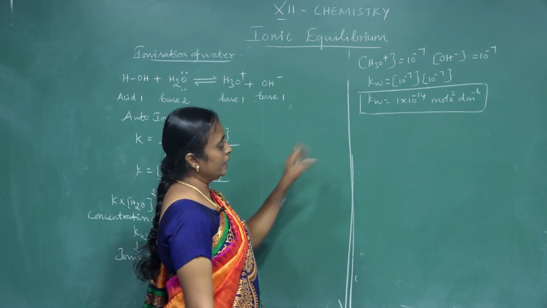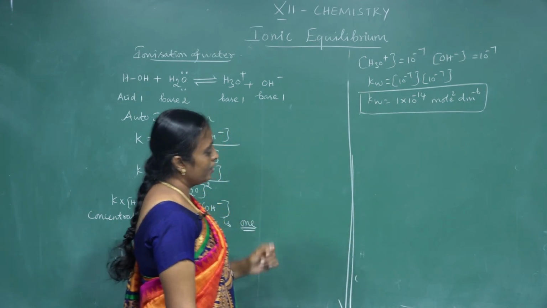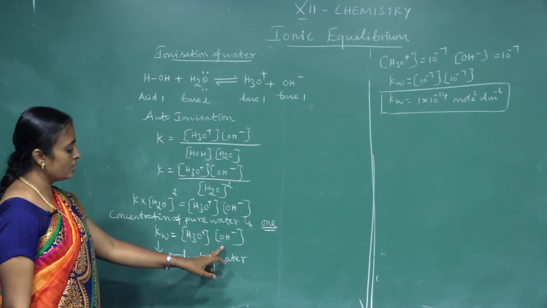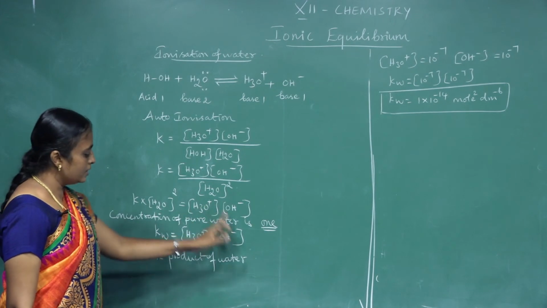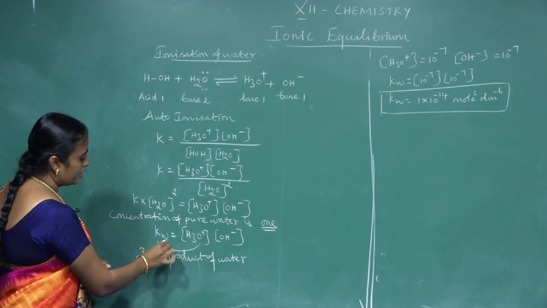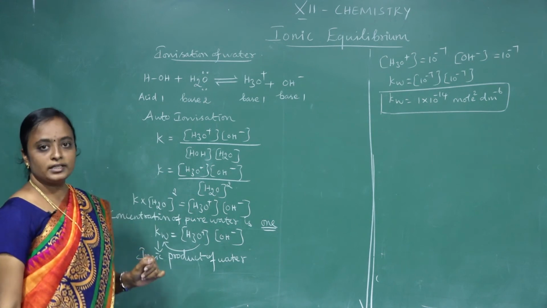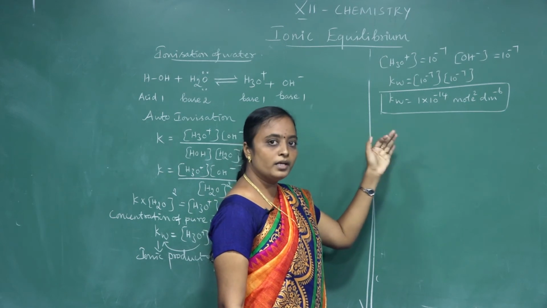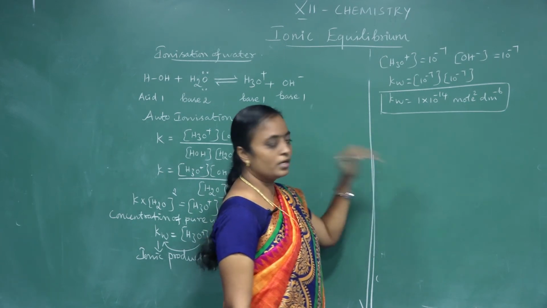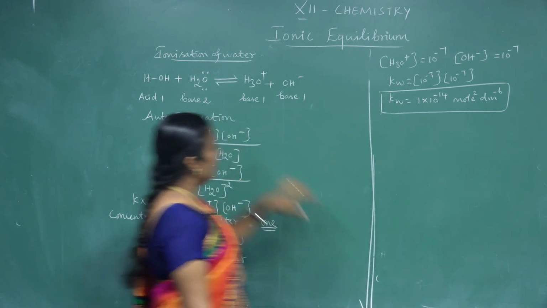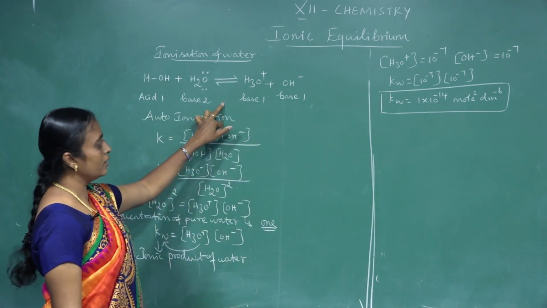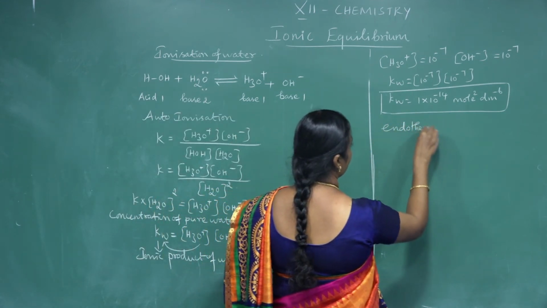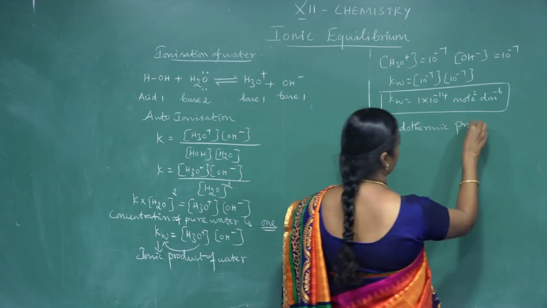Okay, so from that ionic product of water, whenever you increase the concentration of hydronium ion and the concentration of hydroxyl ion, automatically the ionic product also increases. And in the same way, the autoionization of water is an endothermic process. This comes under endothermic process.